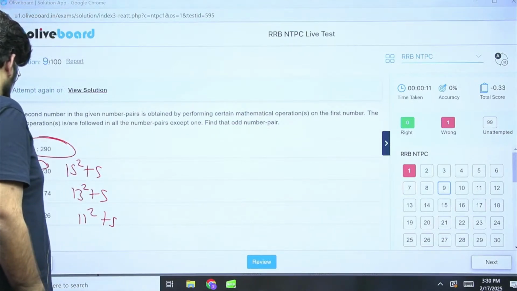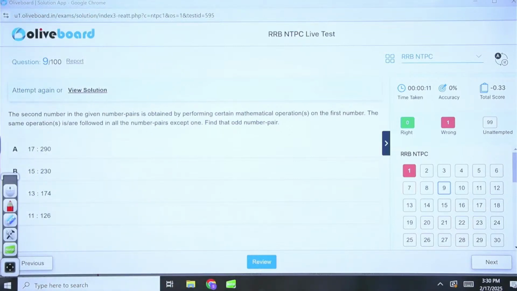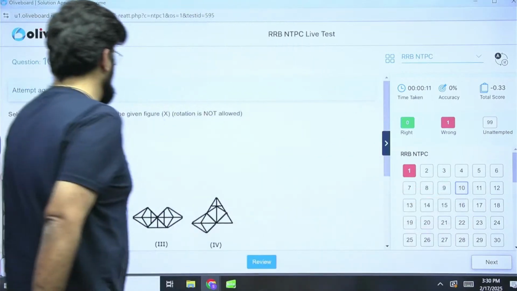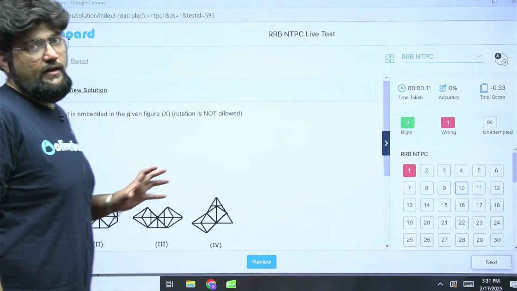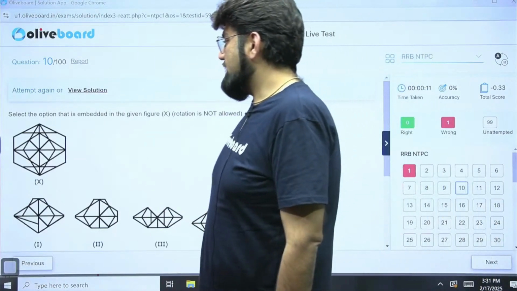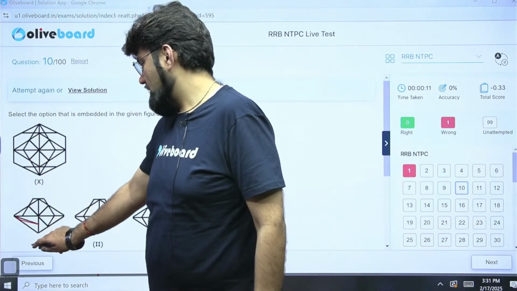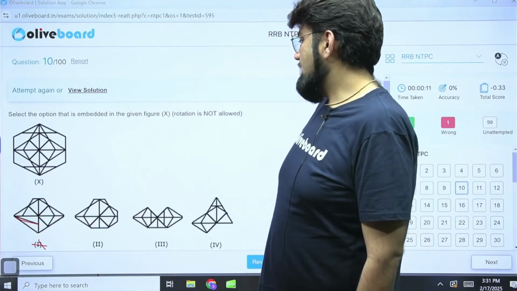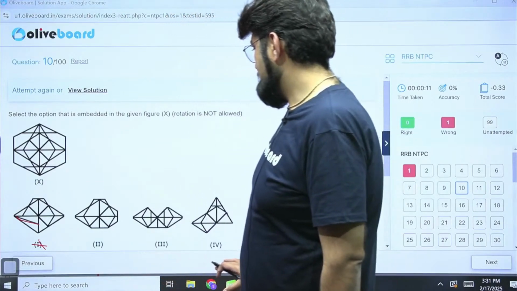Let's look at the next one quickly. The next reasoning question I believe is the 10th one, a very simple case of embedded figures. You'll have to have a very close observation here, okay. A very close observation is going to give you the correct answer. If you see this line is missing in your main figure, so this is not embedded, okay. Similarly, you will find flaws in one part or the other everywhere, okay.